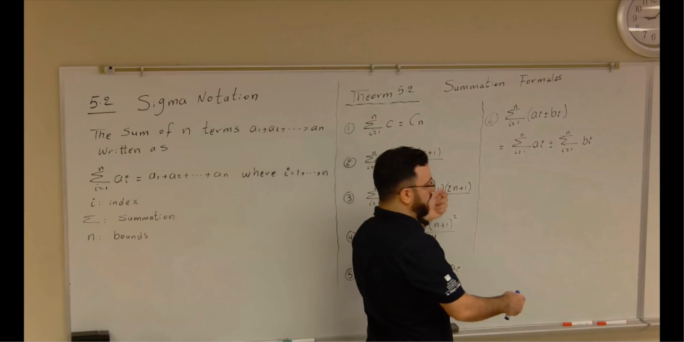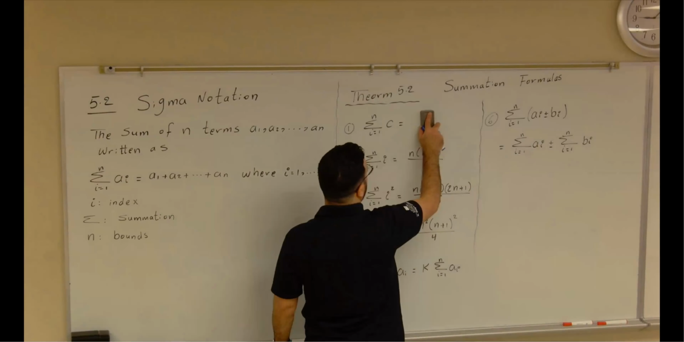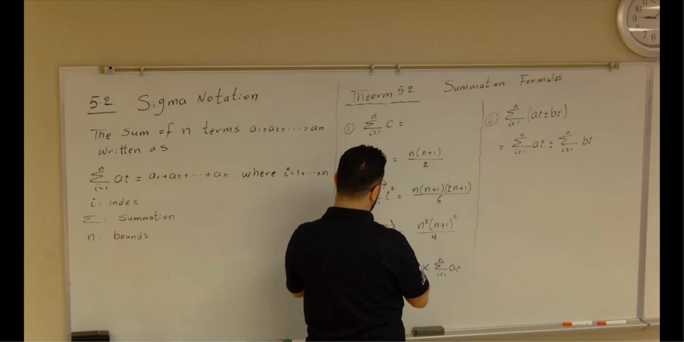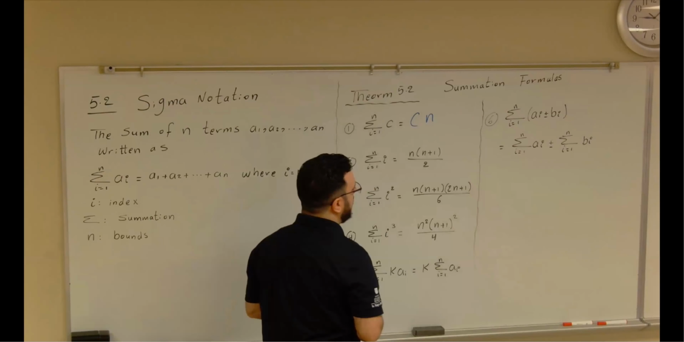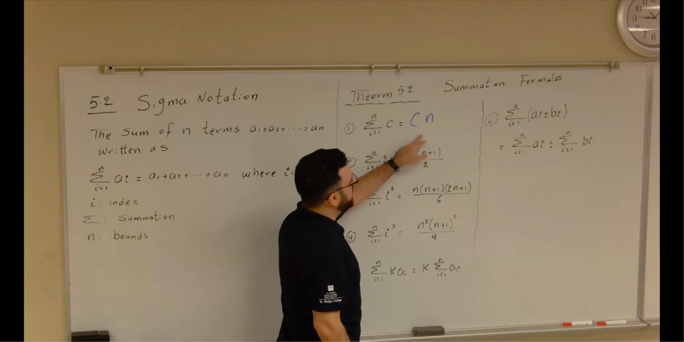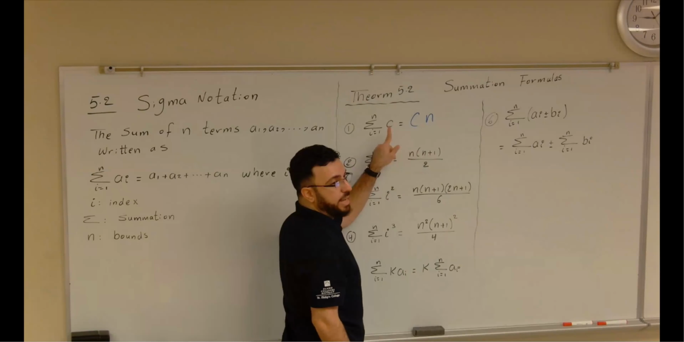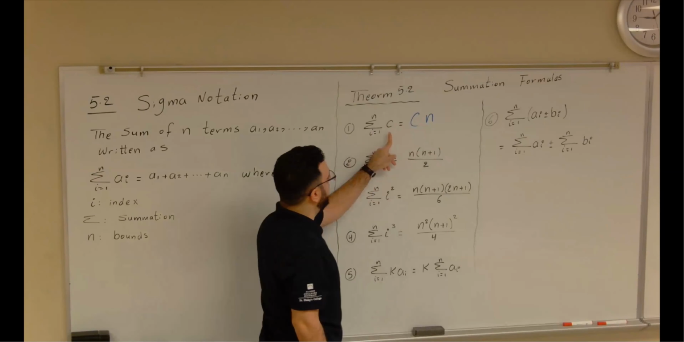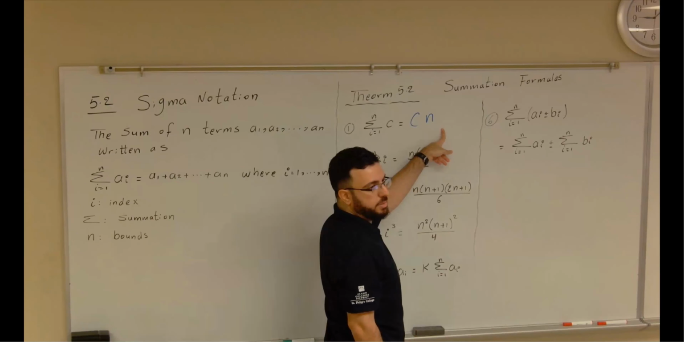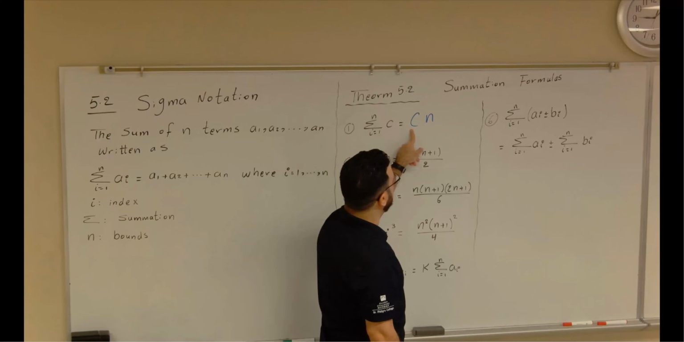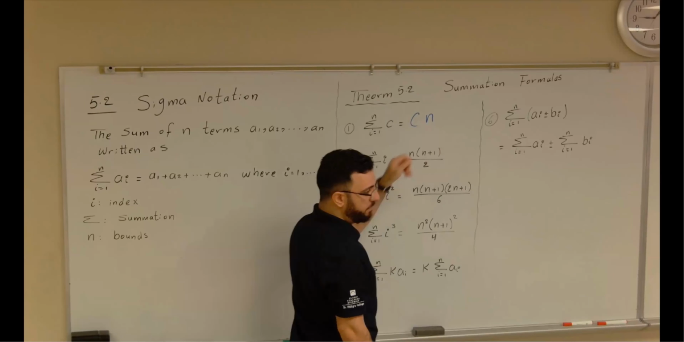You can flip it. Write it down like this: cn or nc. So this is the rule. Every time they ask you to find the summation of a number, it's going to be the number times how many terms? From 1 to 5, so it's going to be c times 5, okay?